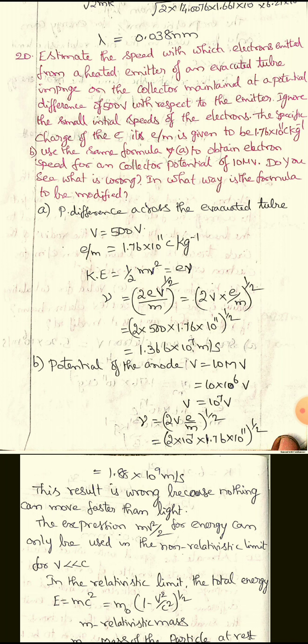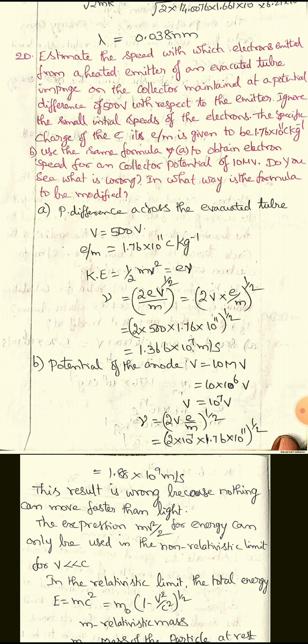So the first question asked: potential difference V is equal to 500 volts and e by m is equal to 1.76 into 10 to the power of 11 coulomb per kilogram, and the kinetic energy formula is half mv squared is equal to eV. So v is equal to (2eV divided by m) the whole power half. Bring this e by m to this side, so that v is (2V into e by m) the whole power half. Substitute the values: 2 into 500 into 1.76 into 10 to the power of 11, the whole power half, which gives you the answer as 1.366 into 10 to the power of 7 meter per second.